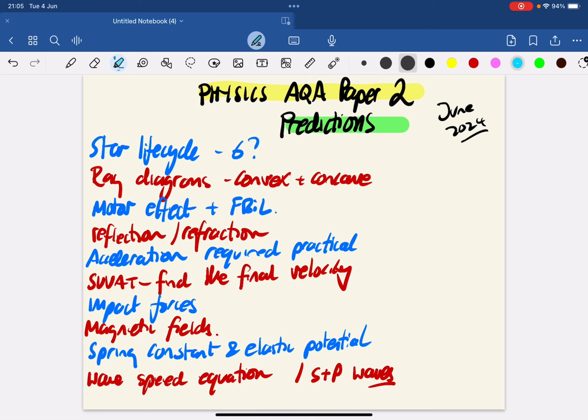Spring constant and elastic potential. Again, these equations are clearly linked in there. Make sure you're happy with those and you can rearrange them. And the wave speed equation there. Again, there could be some conversions here. It could be in standard form, and it might even be linked to S and P waves. That's something which quite often is skimmed through a little bit.